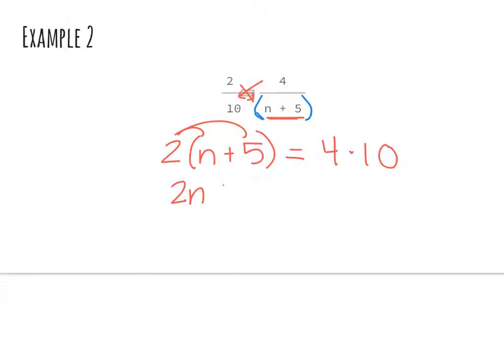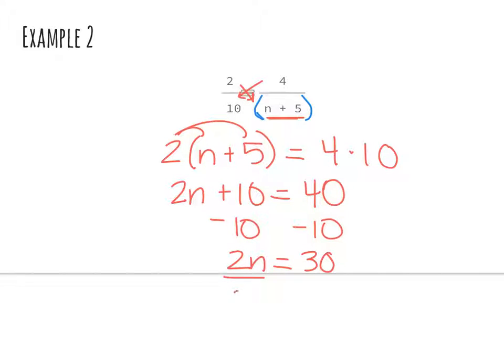So we have 2n plus 10 equals 4 times 10, which is 40. And now I solve my equation, so I subtract 10 on both sides. And then we divide by 2. So we get n equals 15.